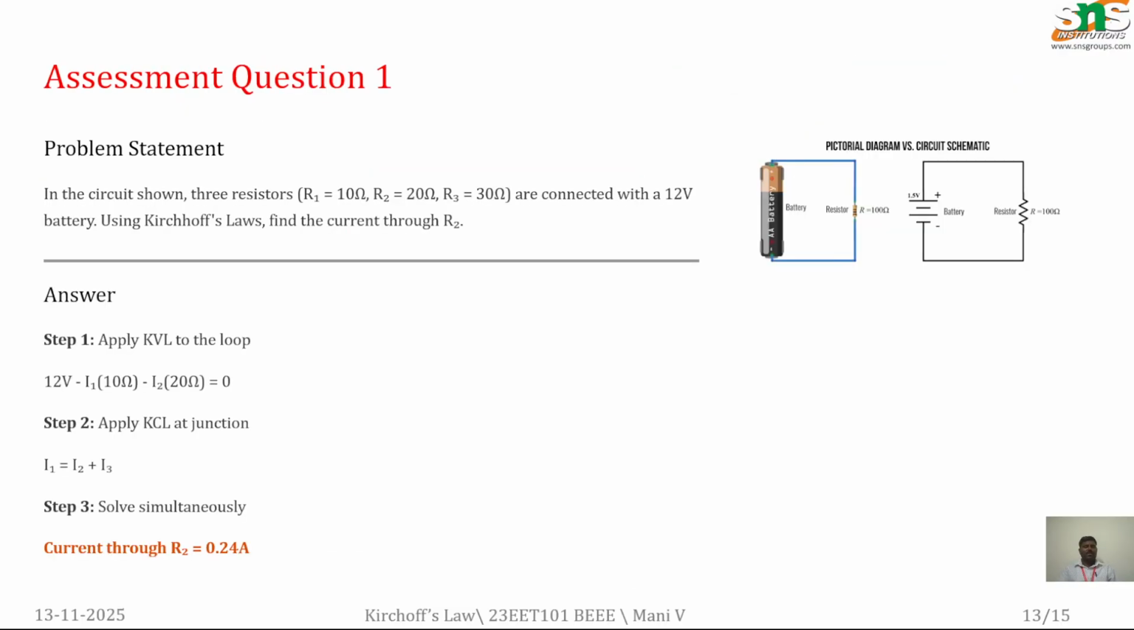And this is an assessment. Here you can see the circuit. The R1 value is given, R2 value is given, R3 value is given. All of R1, R2, R3 are connected with a 12 volt battery. Now you can apply Kirchhoff law to find the current through R2. You will get the current through the second resistor as 0.24 amps.